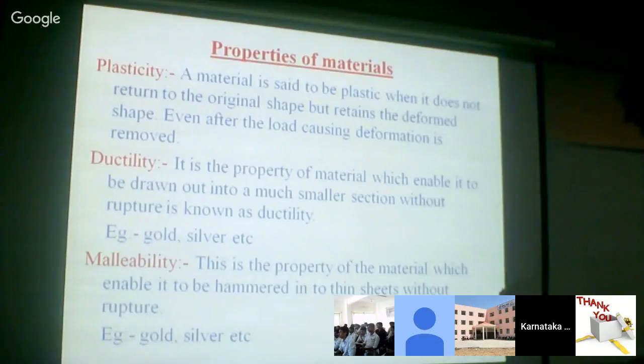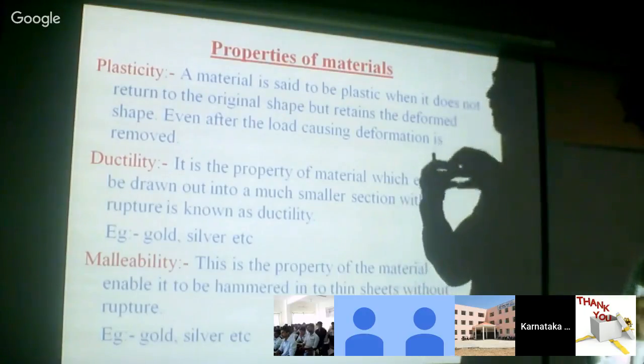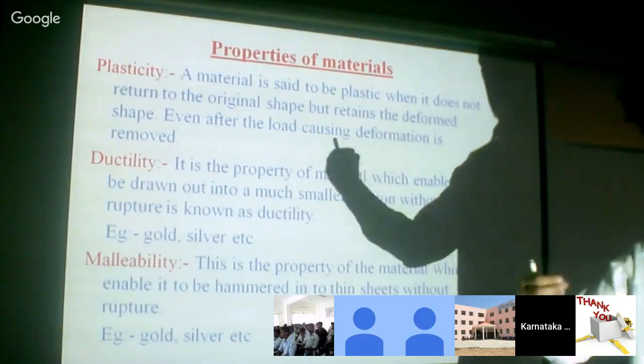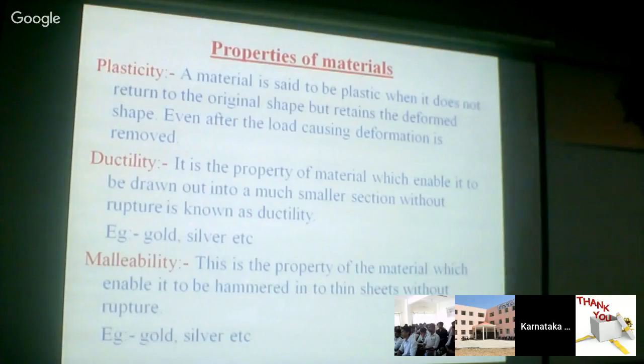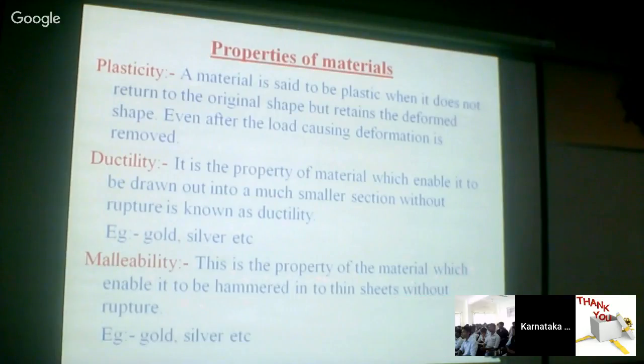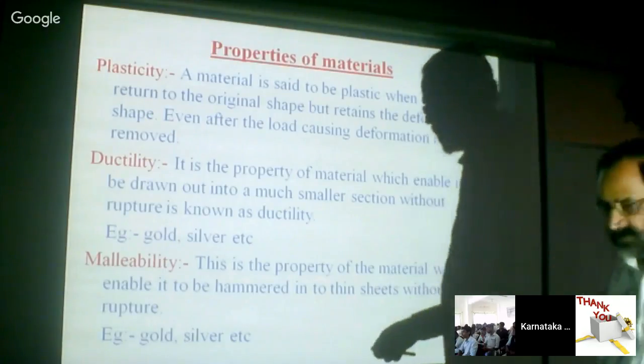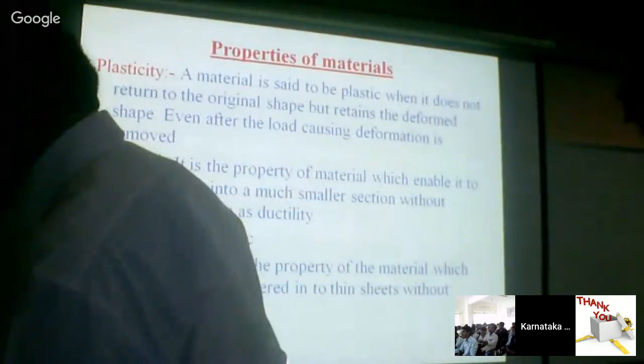That is a property of material which enables it to be drawn out into a much smaller section without rupture. It is known as ductility. Ductility means we can stretch it without any rupture. That is the ductile nature of the material. Malleability is the property of the material which enables it to be hammered into thin sheets without rupture. So we can hammer it and make thin sheets. That is malleability, a characteristic of the material.